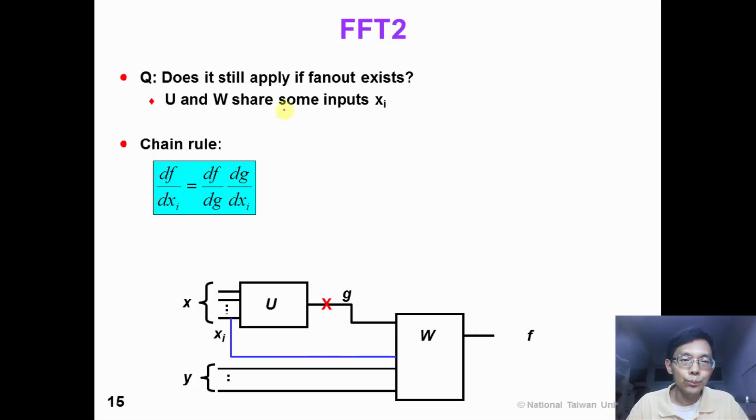FFT number 2. This is the same circuit where xi is shared by both function U and W. Can we still apply the chain rule where df over dxi is equal to df over dg times dg over dxi?